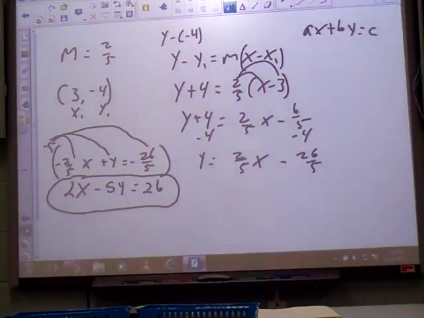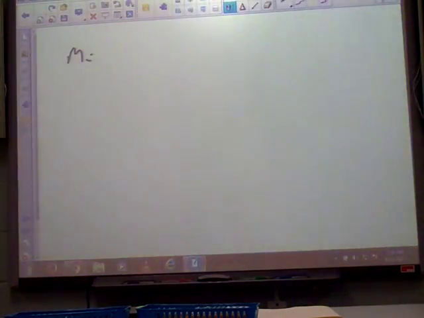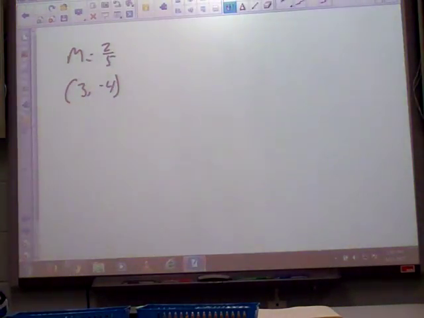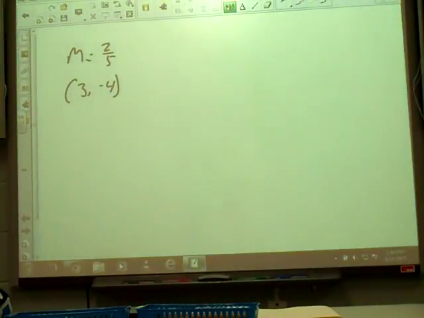Alright, same problem. Same problem. I got a slope of 2/5. And I got a point of 3, negative 4. Remember on the last problem we got to a point where it was in slope-intercept form? I think I can take this stuff and go straight to slope-intercept form. This is what I like. Good, Mason, I'm with you.